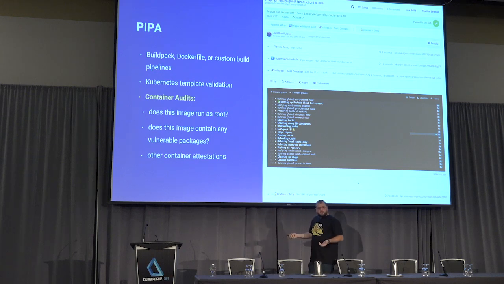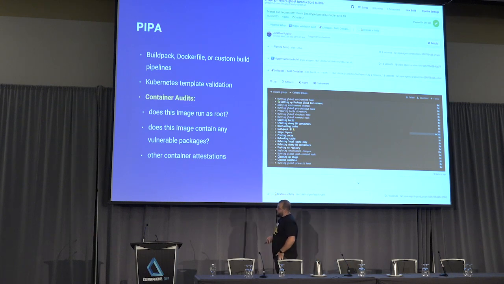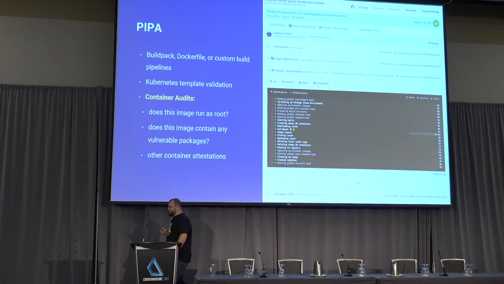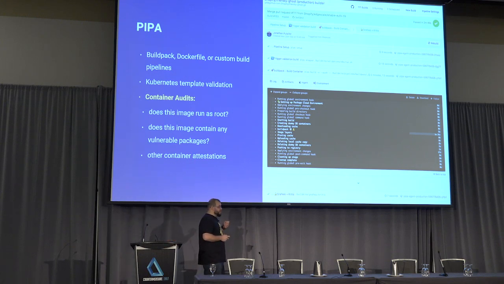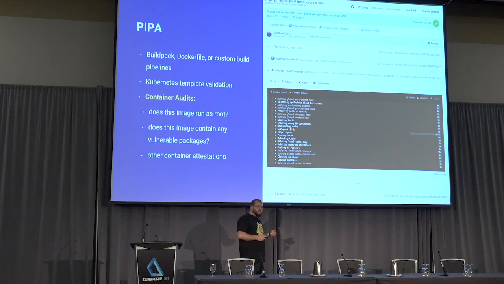And if we can check for this at build time, what better time to then alert the developer that something they're doing may be not secure. We can check to see if this container has any vulnerable packages and make other attestations. So attestations are really fun. When we're building a container, we can attest then that this container has been built by us. We can attest that it does not run as root.